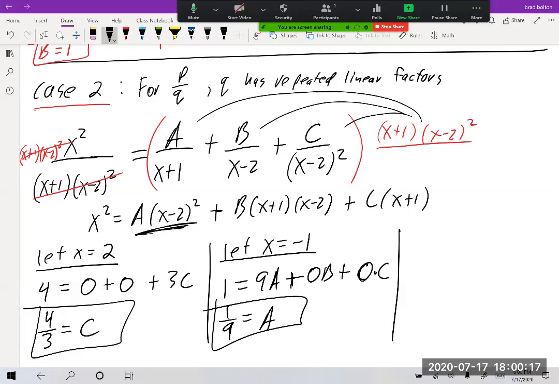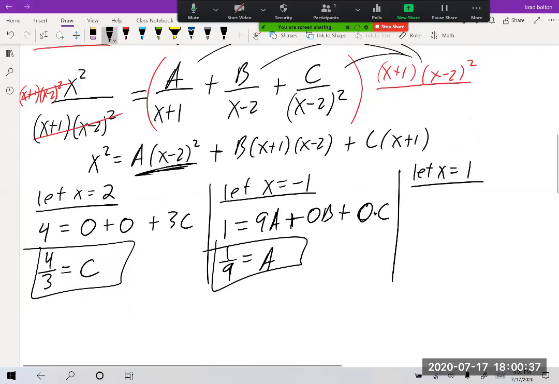Now here's the problem. We used up all of our good choices. All of our good x's are already gone. We don't have any other good ones. So then what you should do is pick another x that you can do calculations with very quickly. So what I'm going to do is say let x equal 1. Now this won't clean everything up, but you'll see what happens.